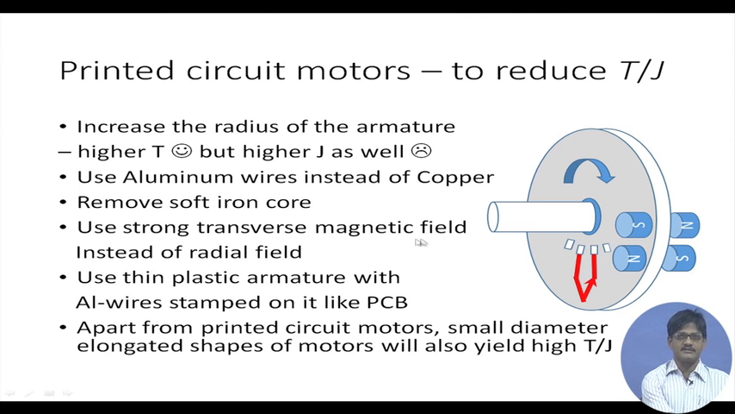It is first of all accepted that an increase of the radius of the armature will bring in a higher T, because torque is proportional to the first power of radius. But unfortunately, it will bring a higher value of J. That means the denominator will also become higher, so that ultimately this term will become very low, because J is proportional to the second power of radius if you consider mass, m r square. So we do not gain, but this kind of motor is actually available.